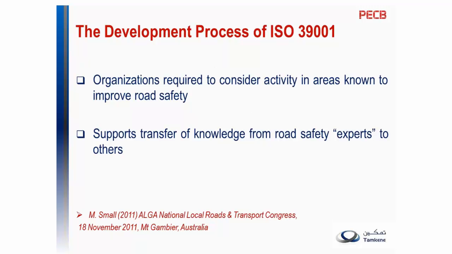Also, the development process of ISO 39001 considered the organization's required activity in the areas that need road traffic. Also it supports the knowledge from road safety experts, plus the transfer of knowledge from road safety experts to others. So the development of the ISO 39001 is a product of a collaboration of ingenuity from the ISO organization itself and the road transport experts, so to speak.